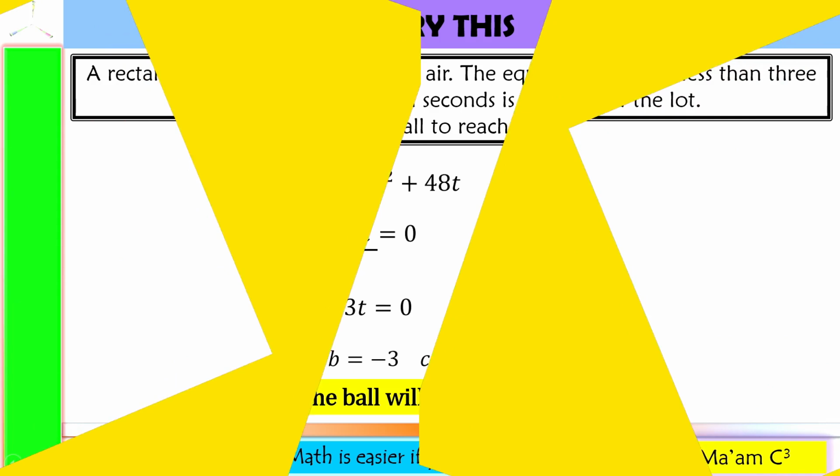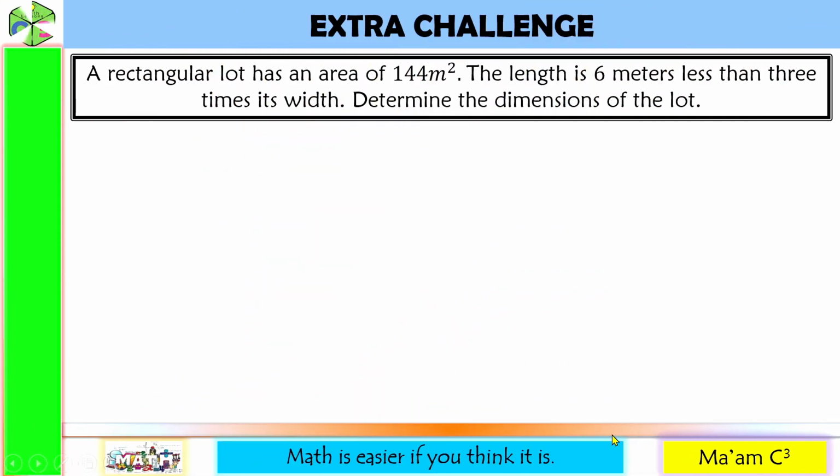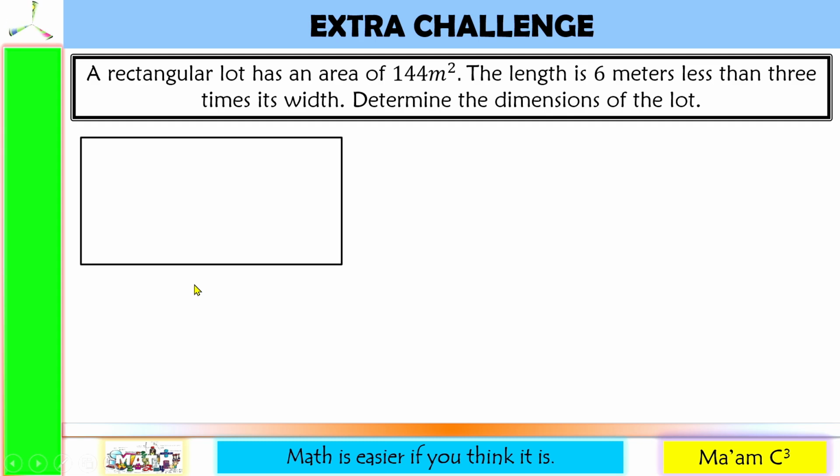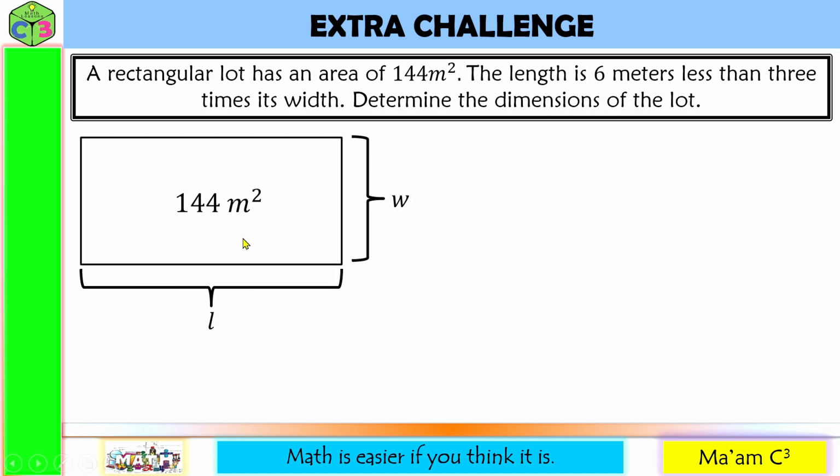Let us do extra challenge. A rectangular lot has an area of 144 meters squared. The length is 6 meters less than 3 times its width. Determine the dimensions of the lot. So let us figure this out. We have a rectangular lot. Let us consider this as our length and this one as our width. The area of the lot is 144 meters squared.